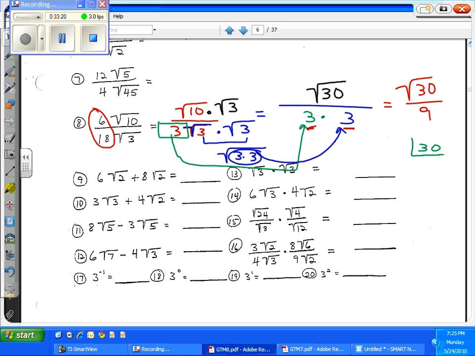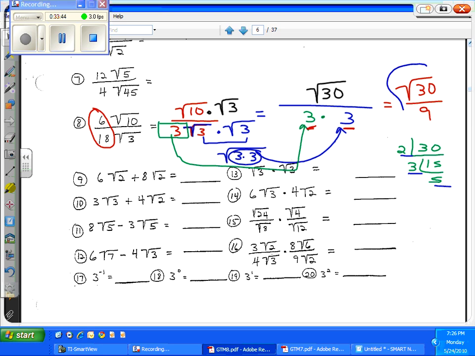What are we looking for? Pairs of primes. 30 divided by 2 is 15, divided by 3 is 5. Pair of 2's, nope, it's a single. Pair of 3's, nope, it's single. Pair of 5's, nope, it's single. There were no pairs of primes, so the square root of 30 will not break down.